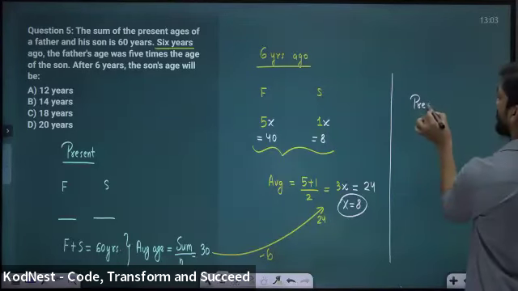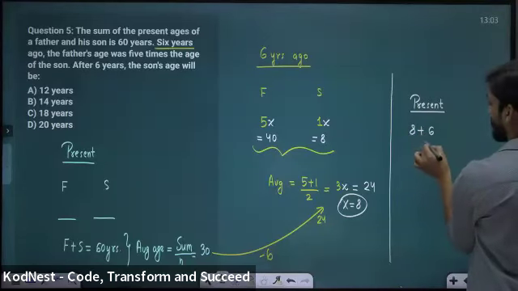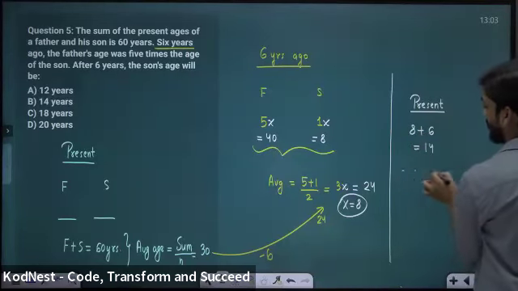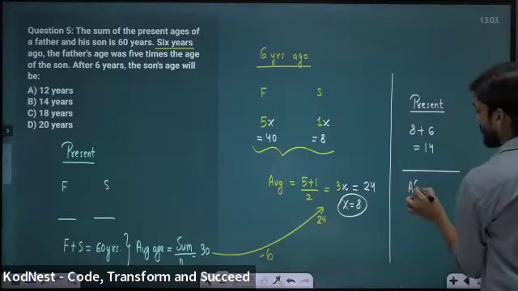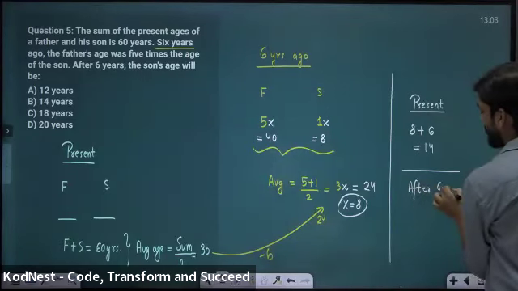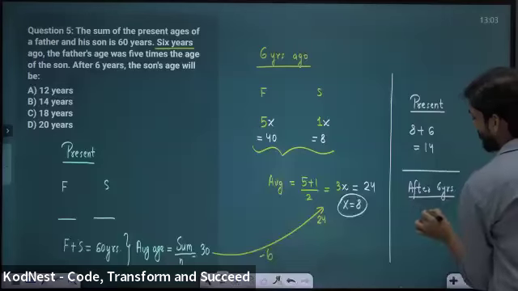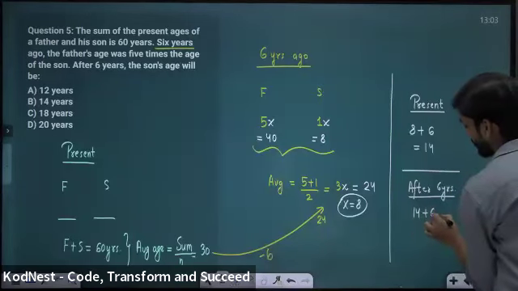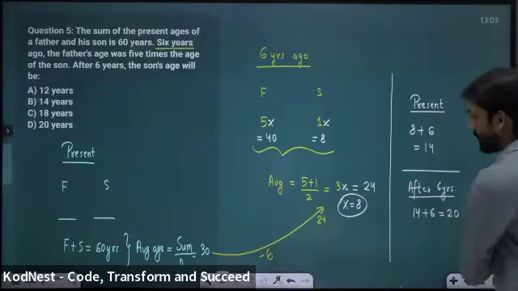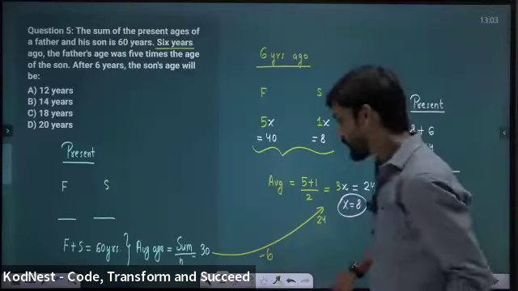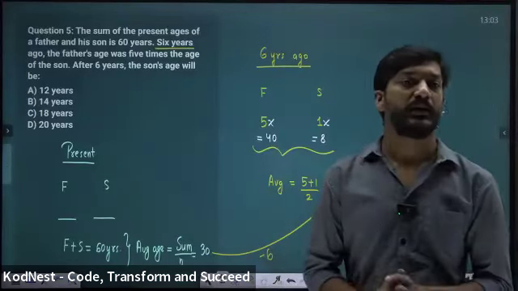Present age will come out as 8 plus 6, 14. So after 6 years, it will be 14 plus 6. All right, so this is how you have to solve with a variable.